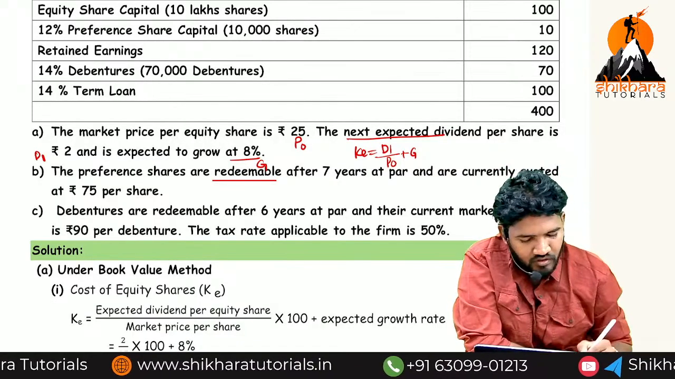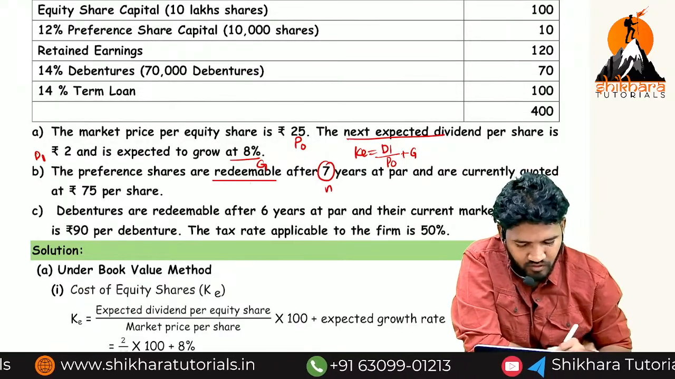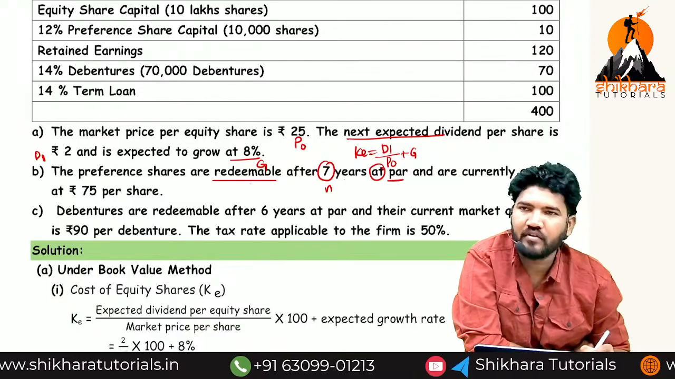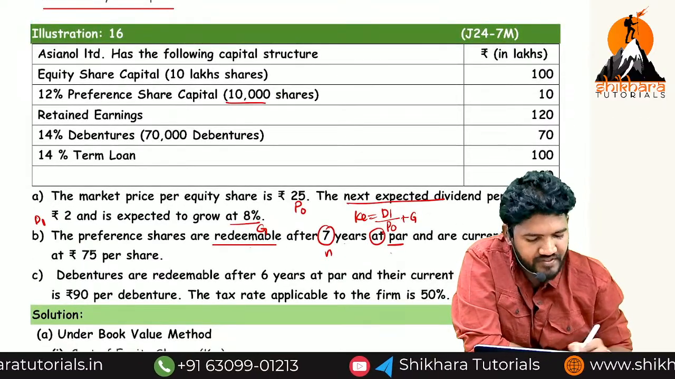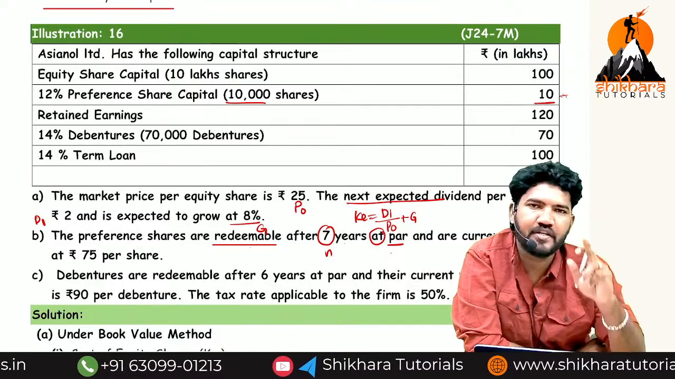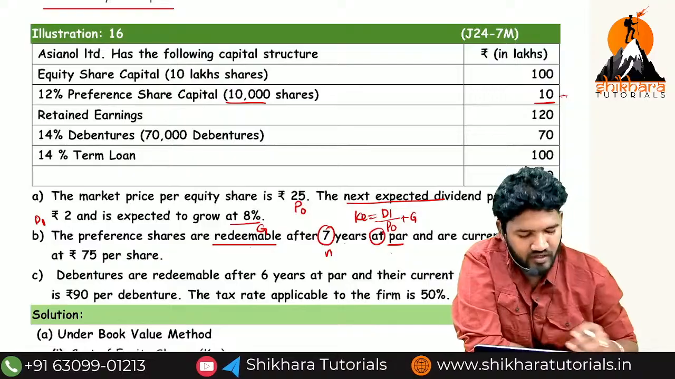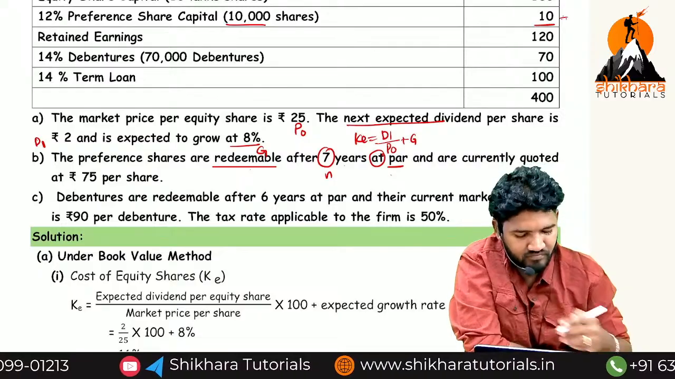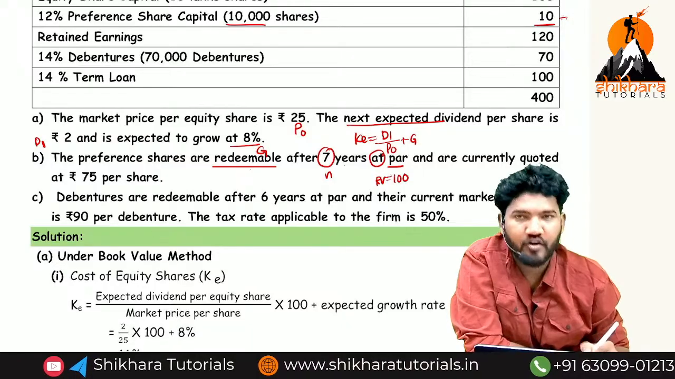N is 7. So preference shares are redeemable after 7 years at par. Par is nothing but face value only. Now here shares are there, capital is there. Capital divided by number of shares gives the per share value. 10 lakhs divided by 10,000 is 100 rupees. Even if there is no clue, I said assume it. At par, repayment value equals par, 100 rupees.